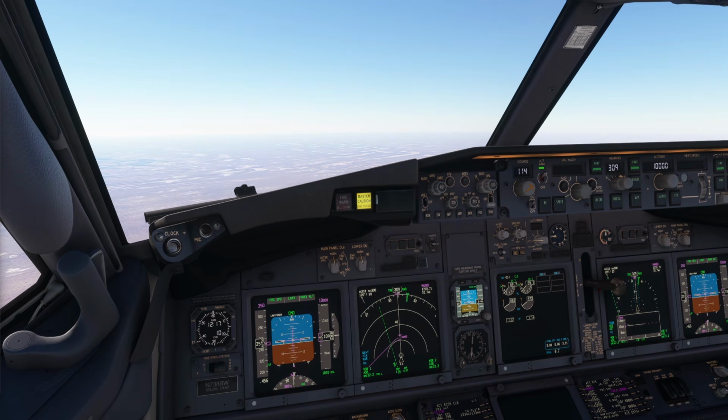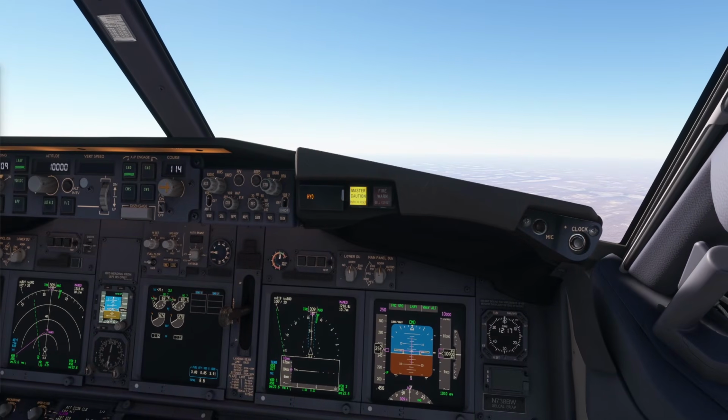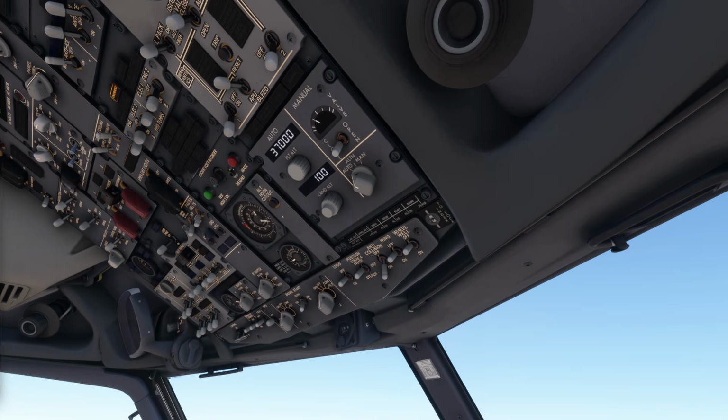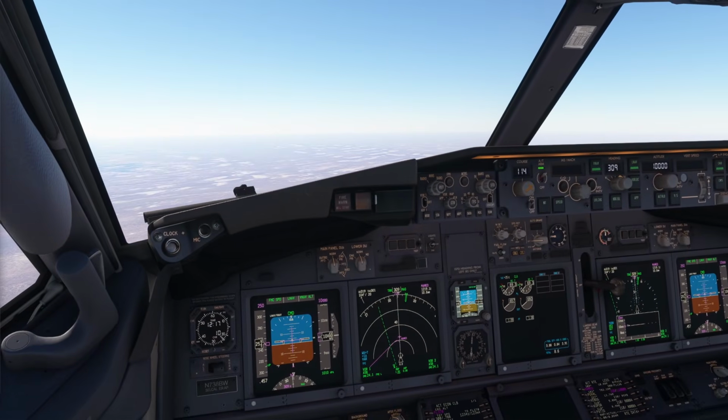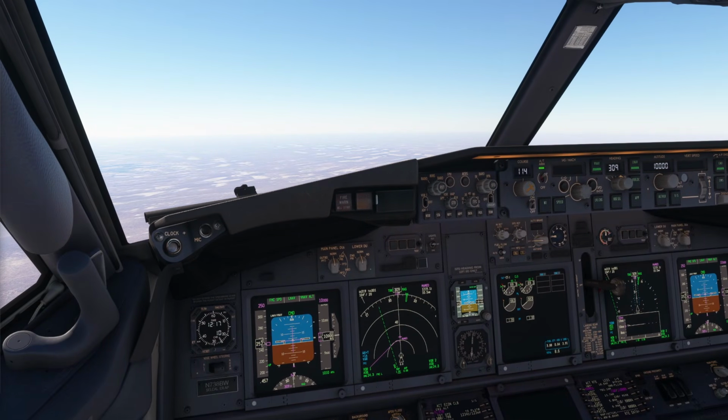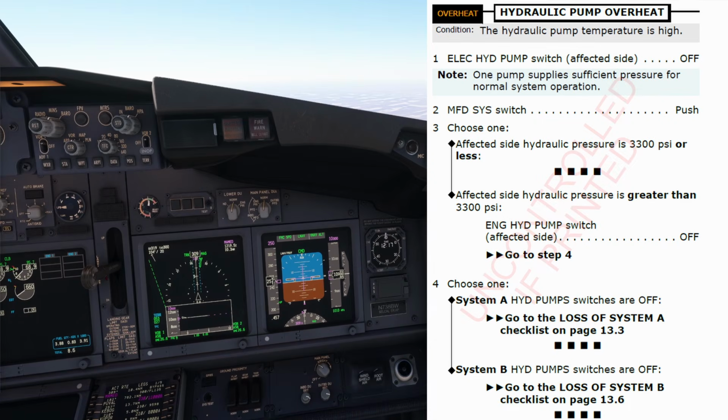Michael, we have a master caution. Could you take a look and check what it is? It's hydraulic. System A electric hydraulic pump overheat light is illuminated. I'm going to reset the master caution, okay? Okay. Let's read the hydraulic pump overheat checklist. I have the radios. Ready? Yes, I am. Go ahead.